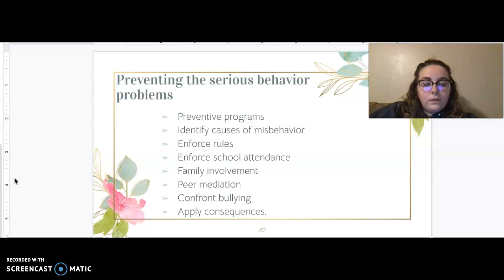Enforcing rules. Students that misbehave often don't come to school, and I have students that when they do come to school, they misbehave. So I like to make sure that they are coming to school, and the more times that they hear the rules and procedures, maybe they'll start actually listening to them. Maybe family involvement is needed, or peer mediation: talk to their friends, ask them what's going on, why they're acting like that. And if bullying is happening, you need to confront that and again apply your consequences.